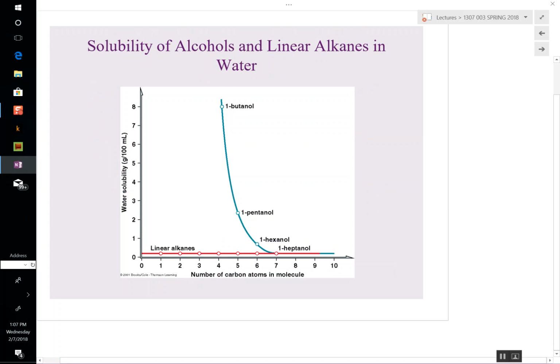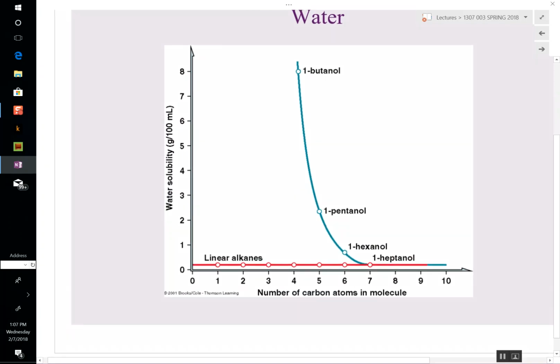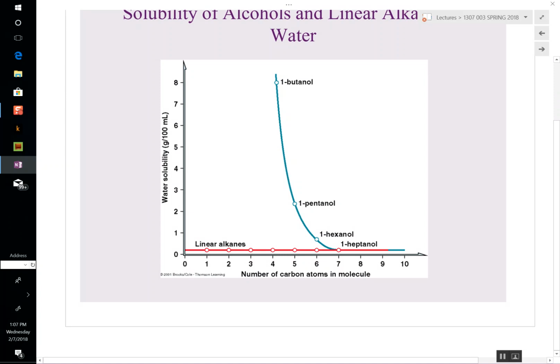All right, so let's see what we got here. We're graphing solubilities of alcohols. That's the blue line. The blue line is alcohols. We're graphing their solubility as a function of how long the chain is. So this right here would be ethanol. This right here would be that butanol that was on the previous slide. 4 carbons long. Number of carbon atoms in the molecule, 4.